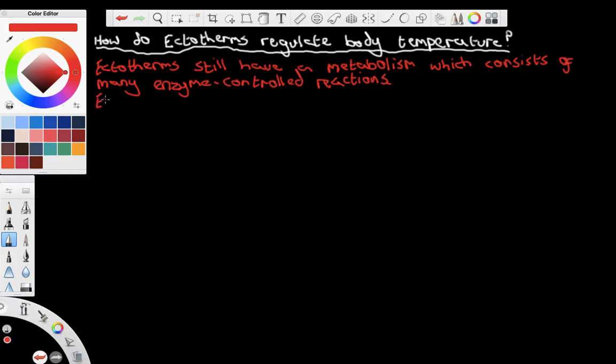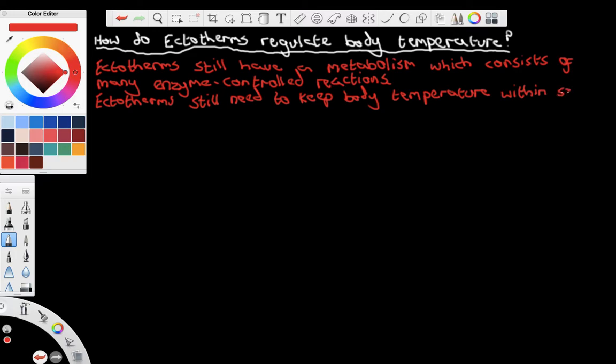So ectotherms still need to keep body temperature within set limits so that enzymes work.